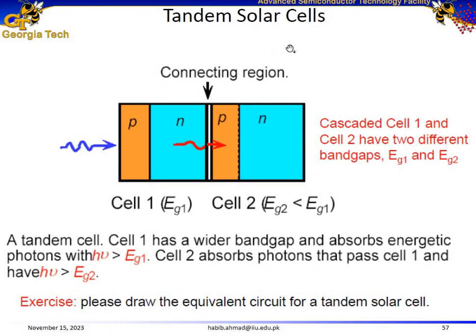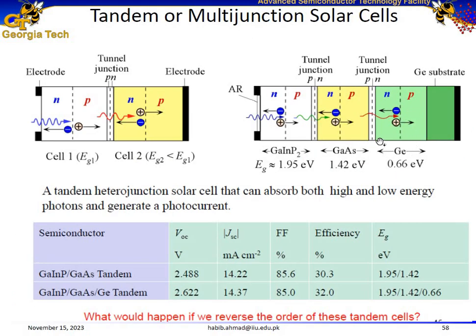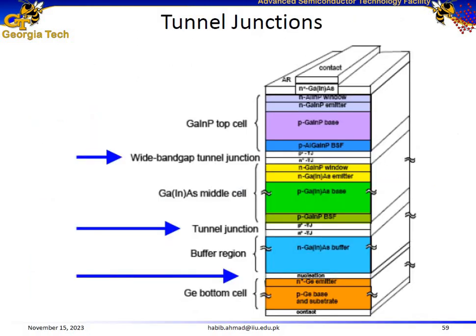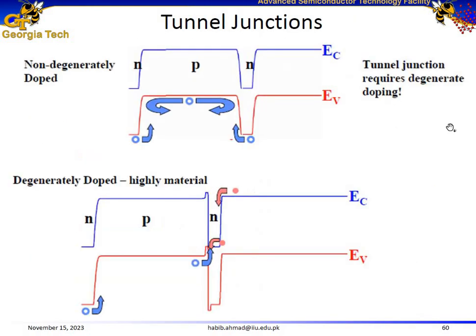Another approach is tandem solar cells, in which we connect 2 or in fact 3 solar cells via tunnel junctions. Without tunnel junctions, the carriers would be trapped inside the individual solar cells. But via tunnel junctions, we connect them together so that electrons can travel towards the left and holes can travel towards the right and get collected by the corresponding electrodes.